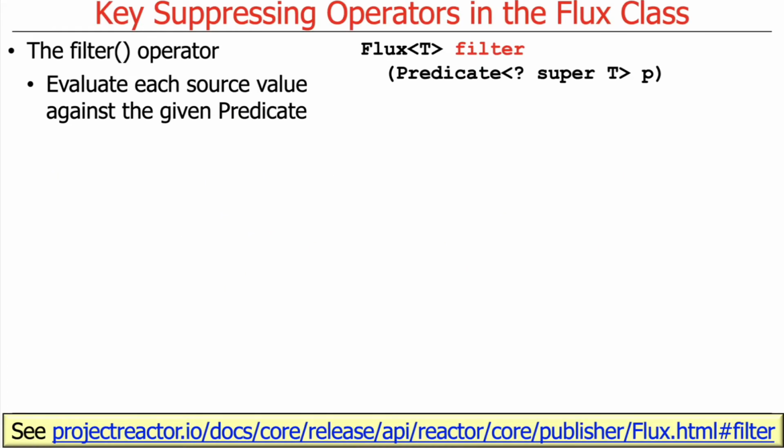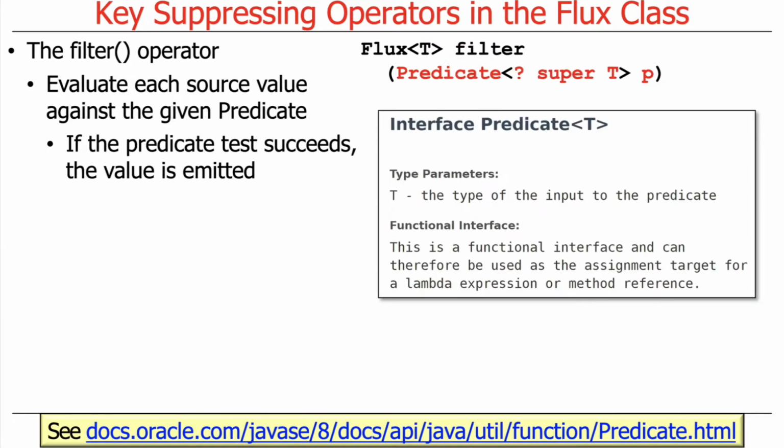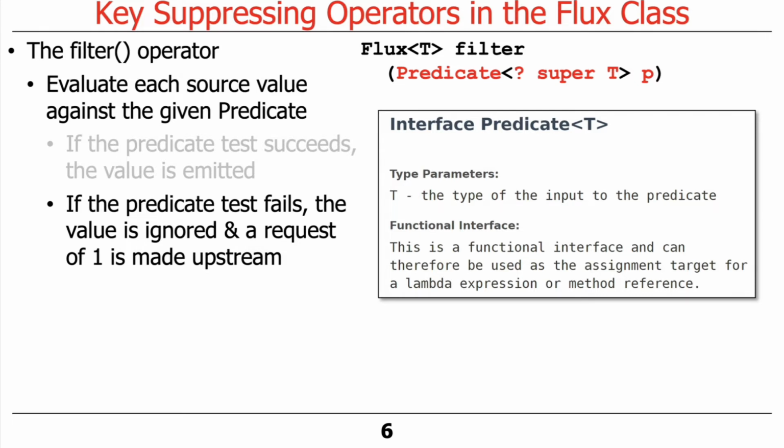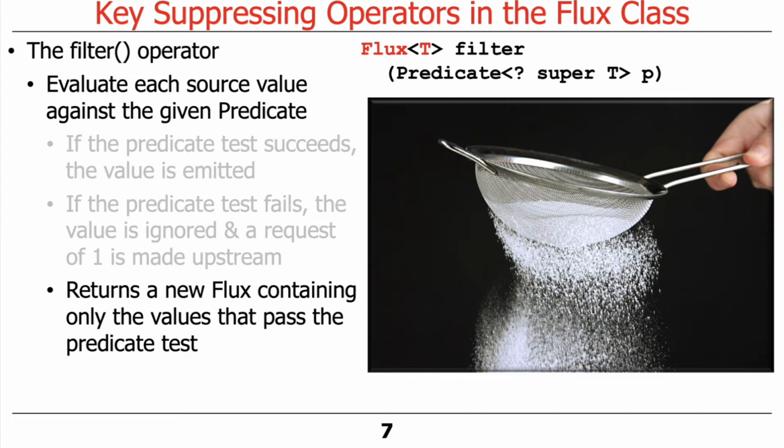So the filter operator, which is something you should certainly be familiar with from Java streams, will evaluate each source value against a given predicate. If the predicate test succeeds, the value will be emitted. If the predicate test fails, the value will not be emitted. It will be ignored and a request is made upstream to get the next item that it could process. This filter operator returns a new flux that contains only the values that pass the predicate test.